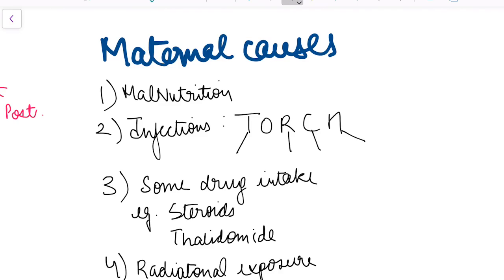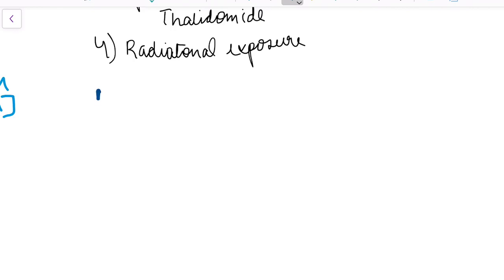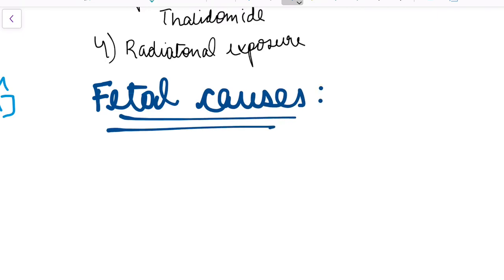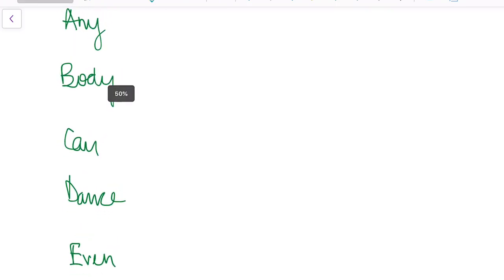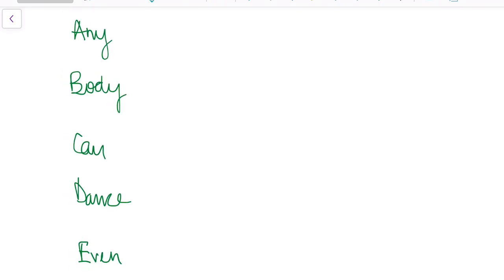Moving on to the fetal causes. Fetal causes are again very easy to remember. So for that, how to remember, we need to know that anybody can dance, and if he can dance then I can also dance. So, anybody can dance, even me, right? Simple. ABCD, like the movie. This will cover all the causes, fetal causes, okay.